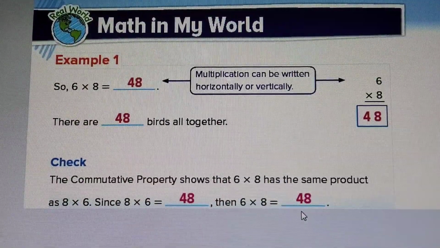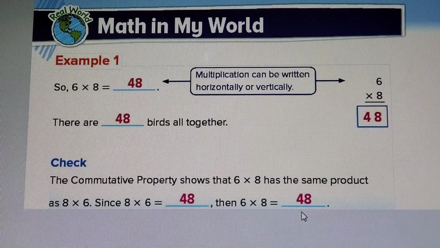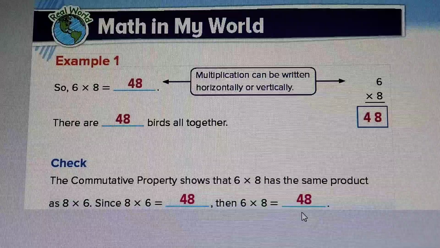which is one of my favorite numbers because it's the number of my favorite driver in NASCAR, which is Jimmie Johnson.